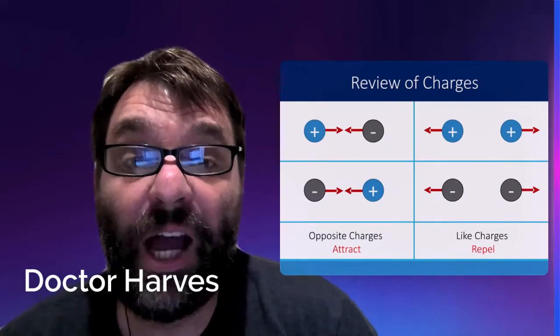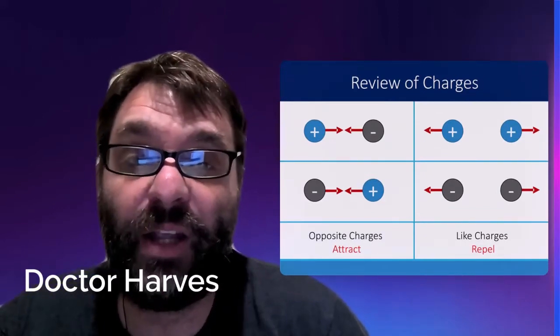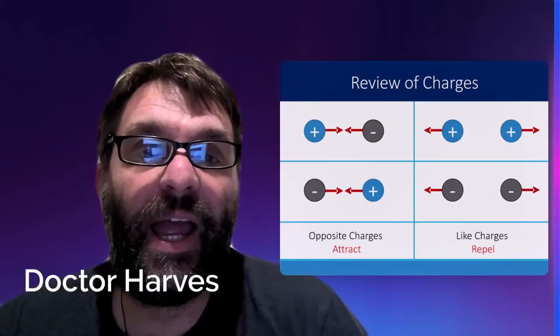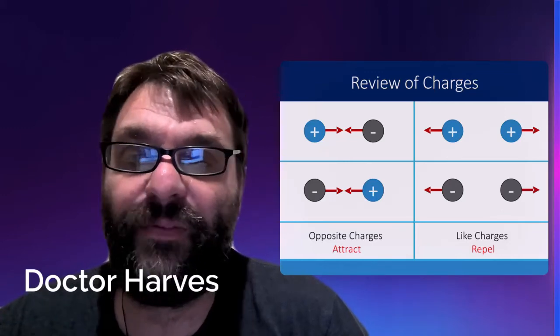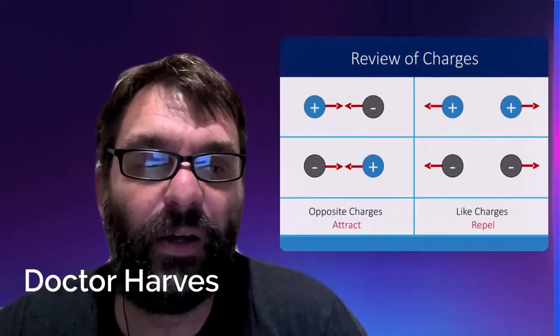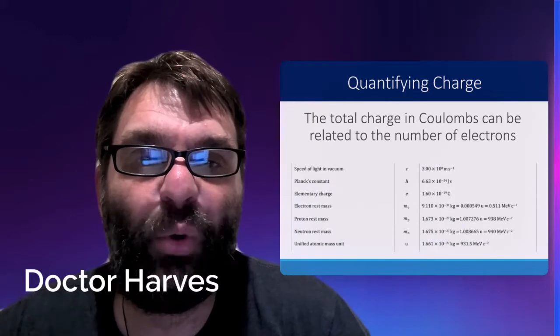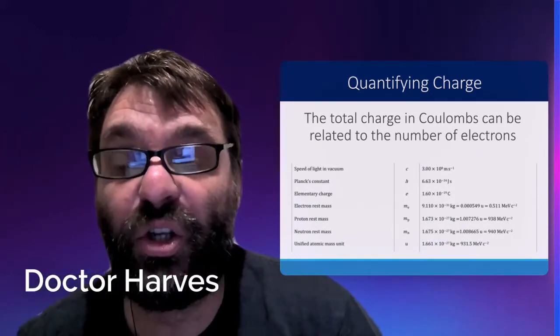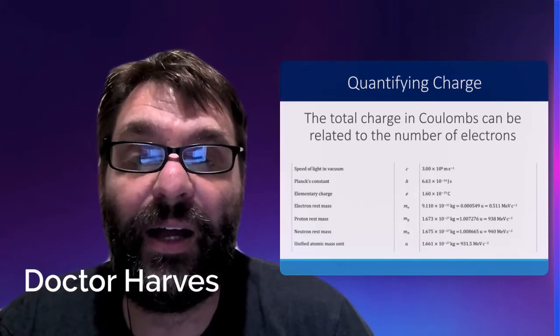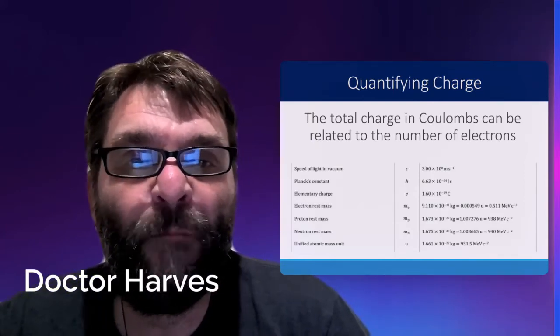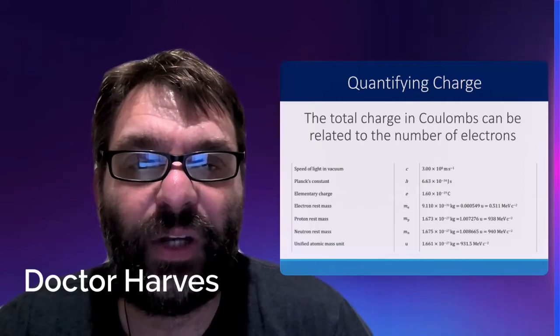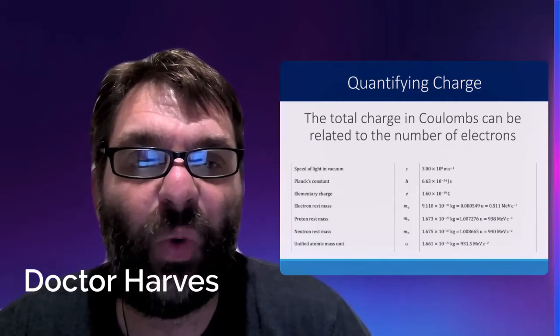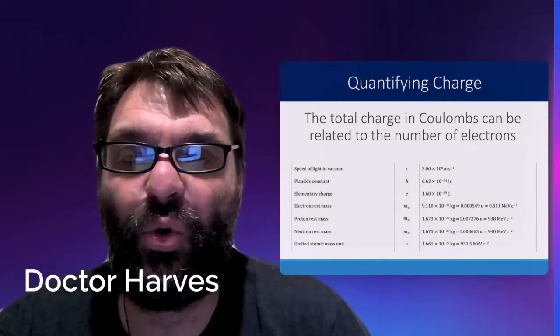Just reviewing charges: opposite charges, plus and minus, attract, and like charges, like positive and positive, repel. The important thing to know is that charge is measured in coulombs. The symbol is Q, and it relates to the number of electrons. An electron has a charge of 1.6 times 10 to the negative 19 coulombs.